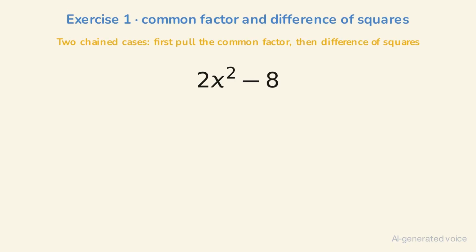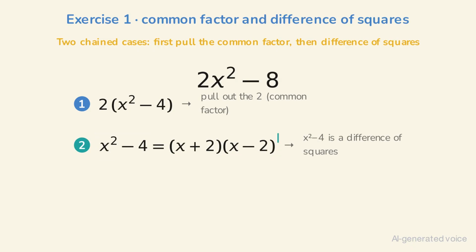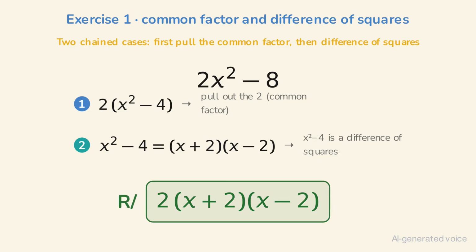Let's start with one that combines 2 cases. Let's factor 2x squared minus 8. Step 1, the 2 is a common factor, so we pull it out, and inside we get x squared minus 4. Step 2. That inside part is a difference of squares, (x plus 2) times (x minus 2). The full result is 2 times (x plus 2) times (x minus 2). See how one case led to the other.